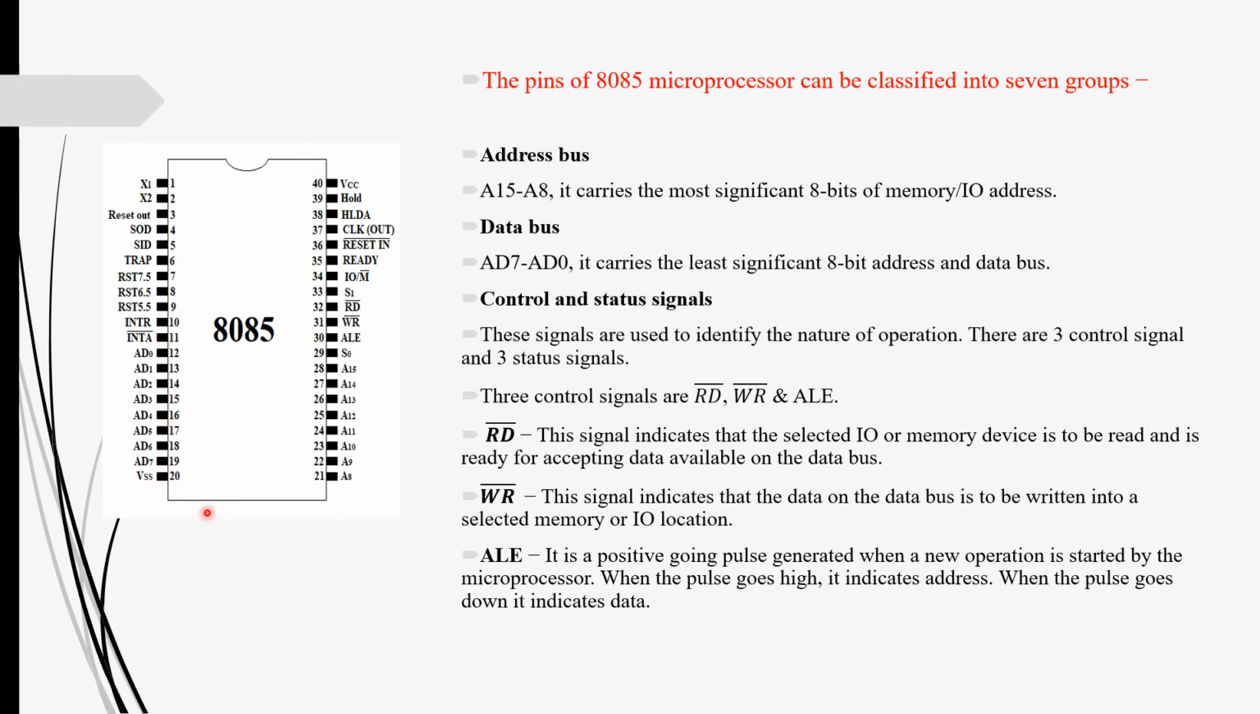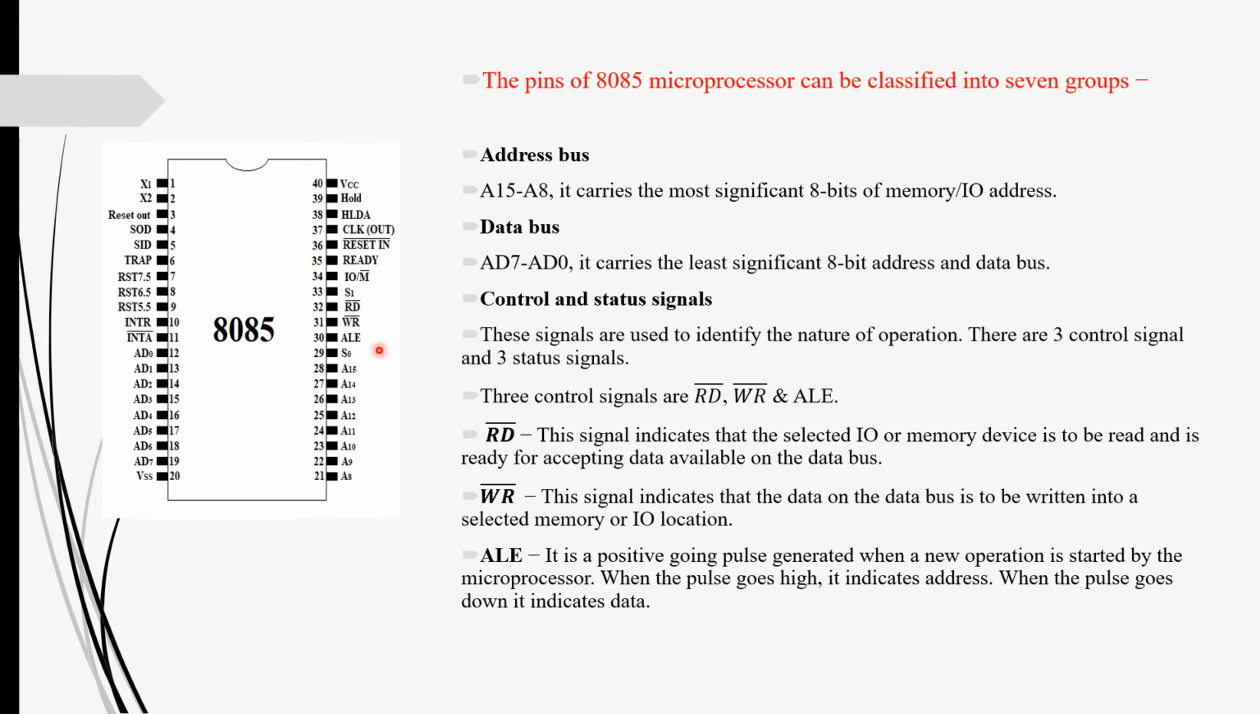Now we will see control and status signals. These signals are used to identify the nature of operation. There are 3 control signals and 3 status signals. The 3 control signals are read bar, write bar and ALE. So here you can see read bar, write bar and ALE.